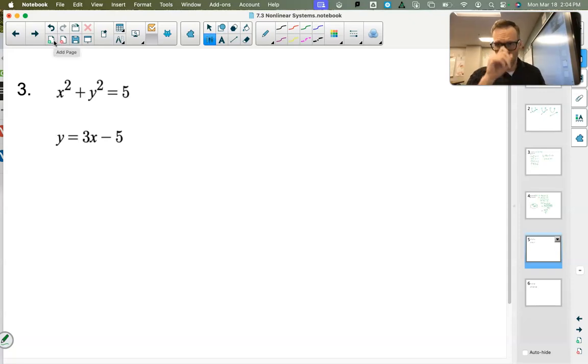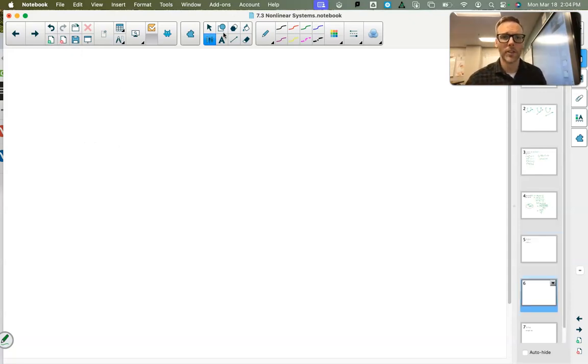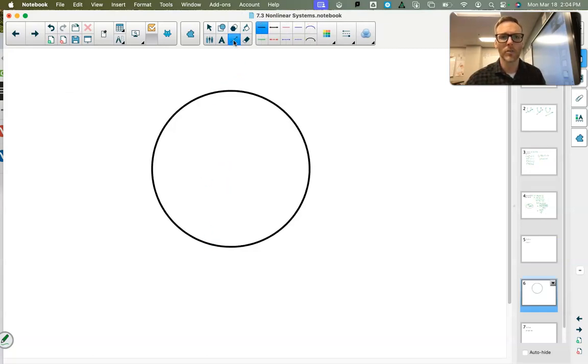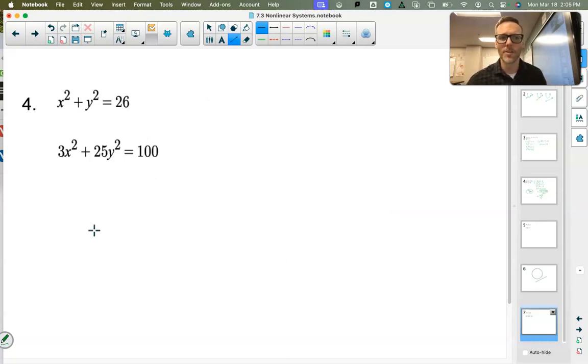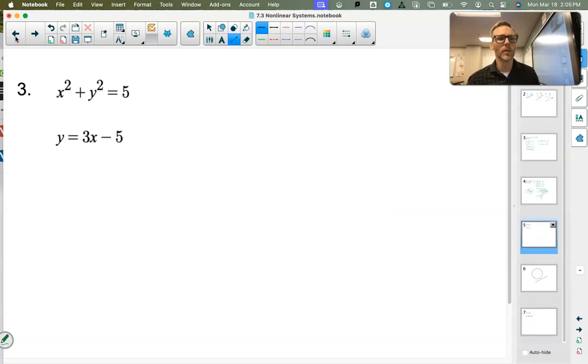So let's think about how a line could intersect a circle. What are our possibilities now? Well, is it possible to have just one solution? Yep, something like that. Is it possible to have two solutions? Certainly. How about zero solutions, no solution? Yep. Infinitely many solutions? I don't think so. Let's see where the circle and line intersect.